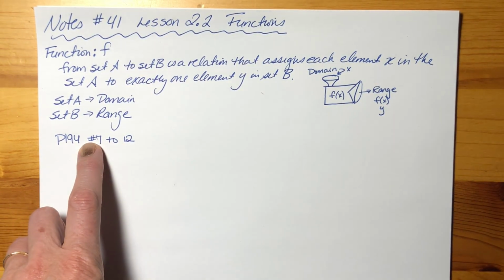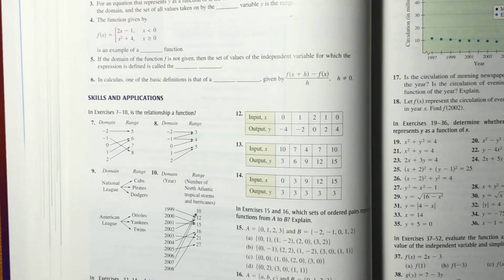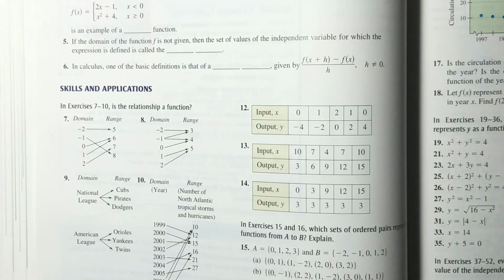Okay, I'm going to pull some problems from your textbook. So go to your book on page 194. I'll try and zoom in here, see if I can do it without a glare. Okay, so a couple problems for us to talk about.